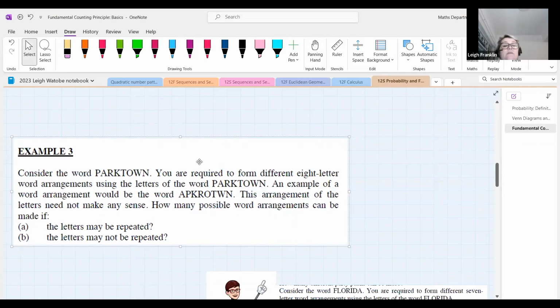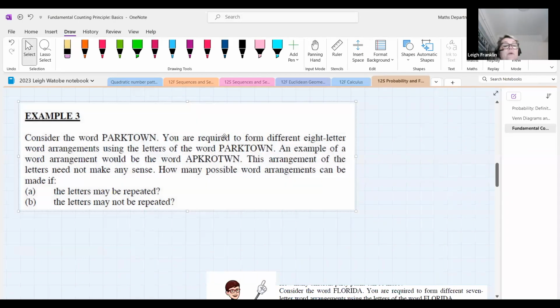So in example number 3, they give us the word Parktown, and they say they want us to form different 8-letter word arrangements using the letters of the word. An example of the word arrangement could be something like that. This arrangement of letters does not need to make any sense. It doesn't need to make another word. How many possible word arrangements can be made if A, the letters may be repeated?